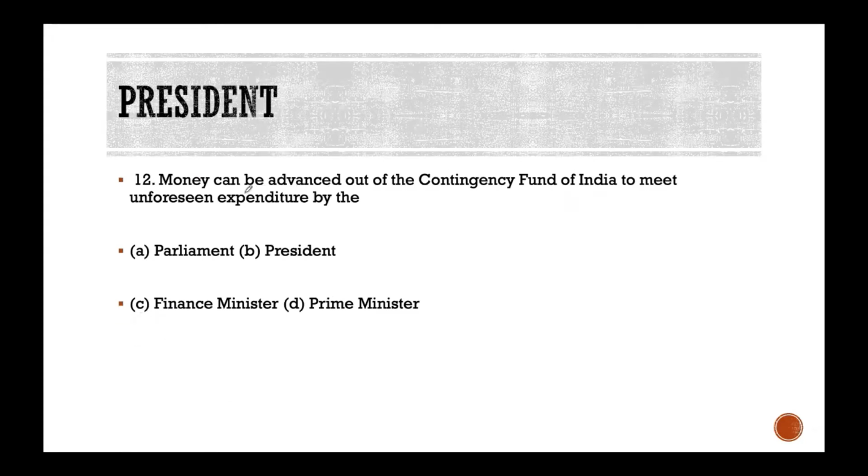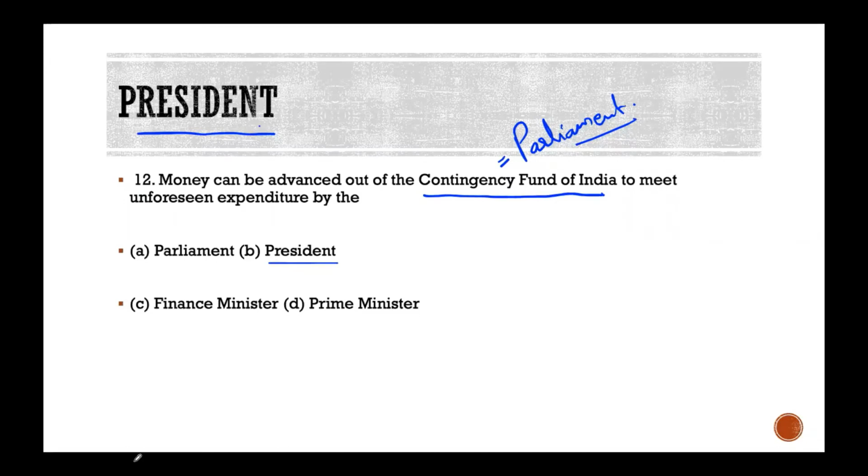Okay, now again, while this is about the president, the contingency fund is also talked about in the chapter of Parliament. Money can be advanced out of the contingency fund to meet unforeseen expenditure. And how is it done? Is it by the president, the finance minister, the prime minister, or the parliament? It is by the president. Is it because we are discussing the president chapter? Finance minister seems like a logical option, right? But the answer is president.